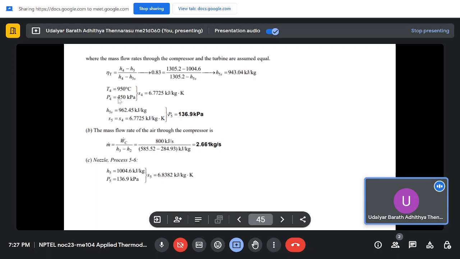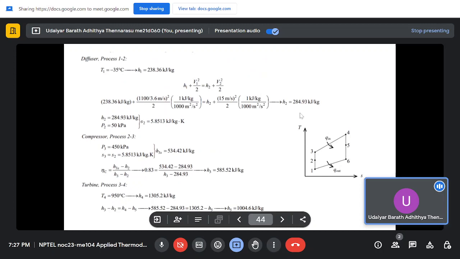So now we know the temperature and pressure at state 4. The corresponding entropy is 6.7725 kilojoule per kg Kelvin. So using this entropy and enthalpy, we can find out the pressure, which is 136.9 kilopascal. So we know the pressure at the exit of the turbine.